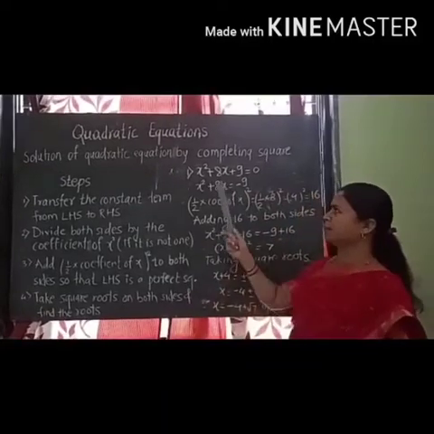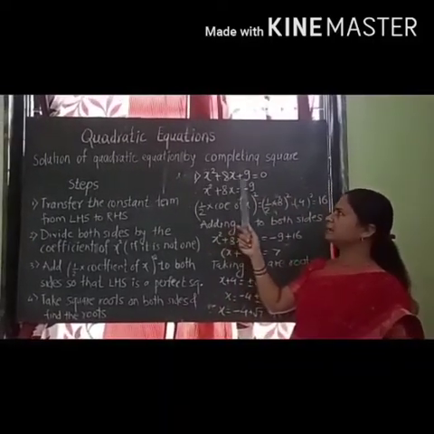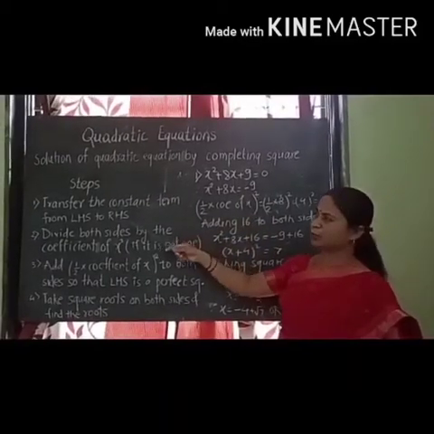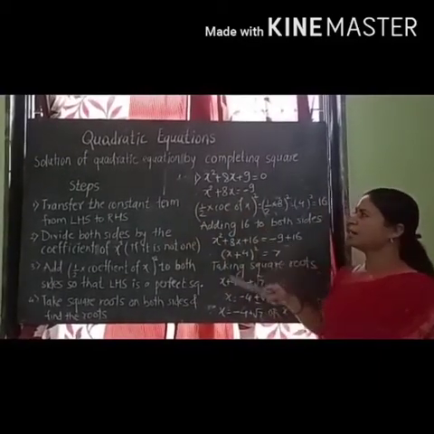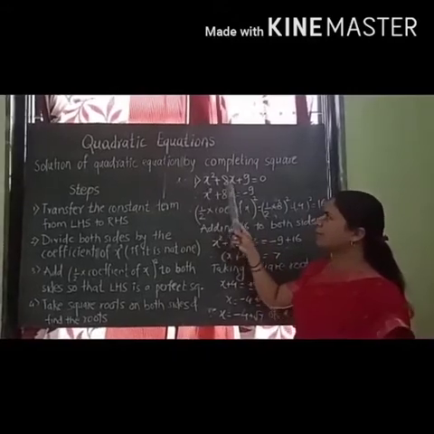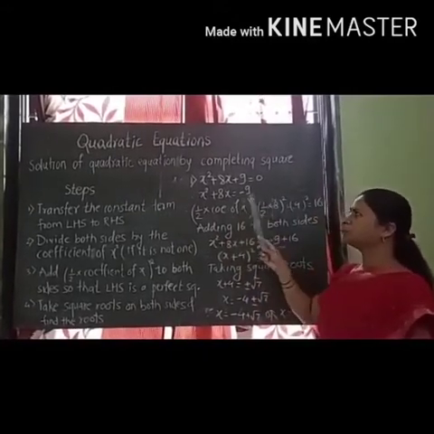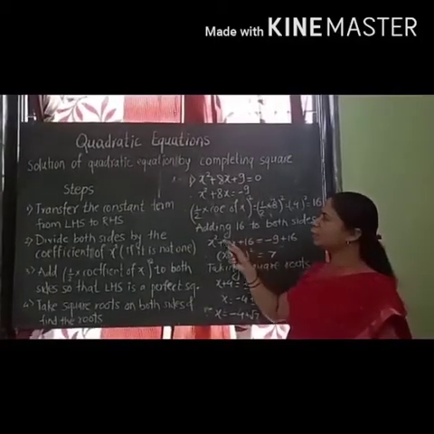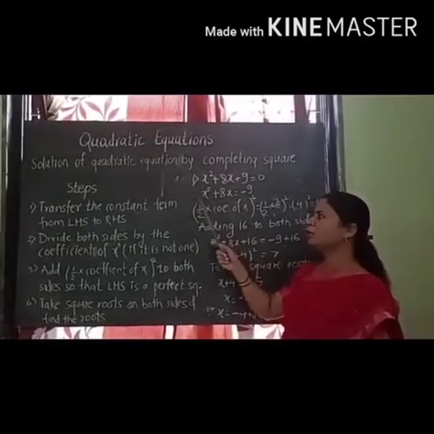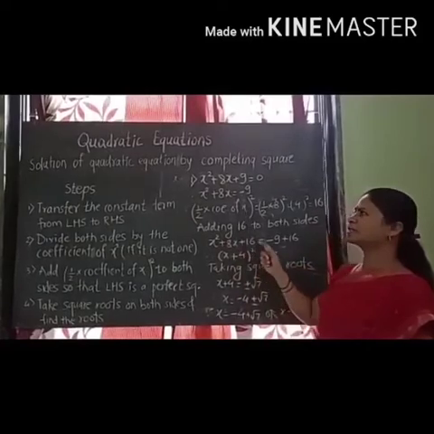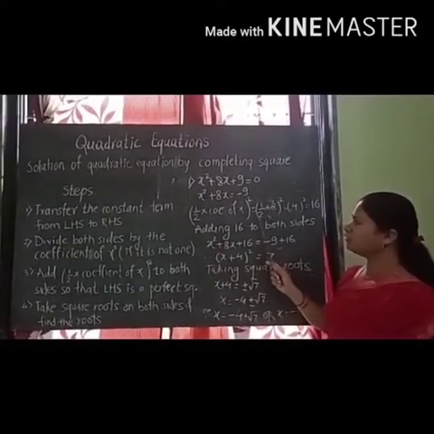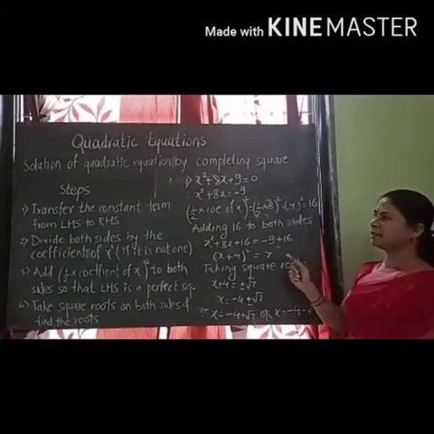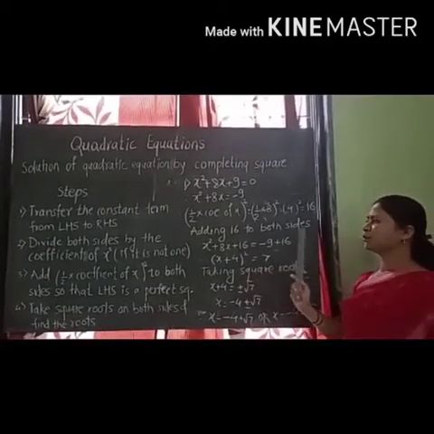Let's see the example: x square plus 8x plus 9 equal to 0. Here the constant term is 9, and we transfer it from LHS to RHS. So we are left with x square plus 8x equal to 9, which becomes minus 9 when we transfer to RHS. Here the coefficient of x square is 1. So 1/2 into the coefficient of x is 1/2 into 8, which is 4, and 4 square is 16. Adding 16 to both the sides.